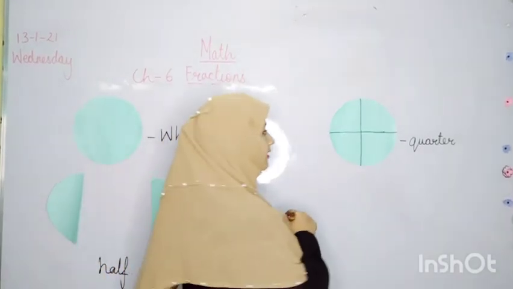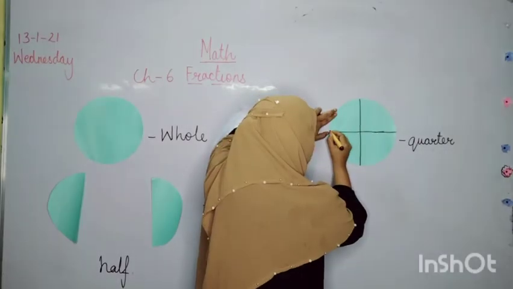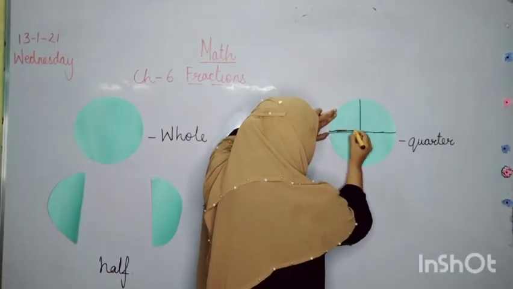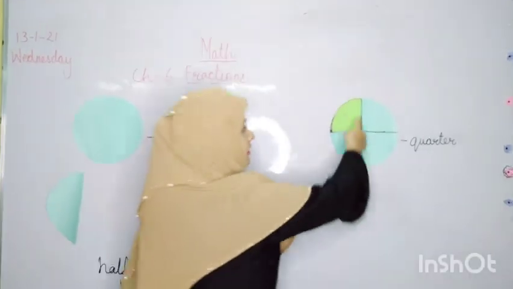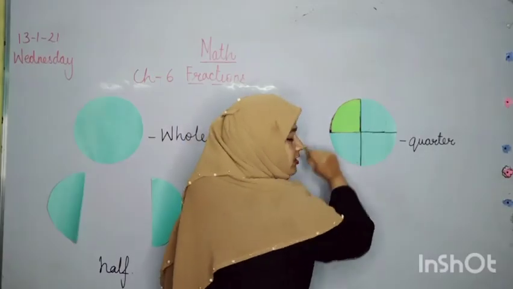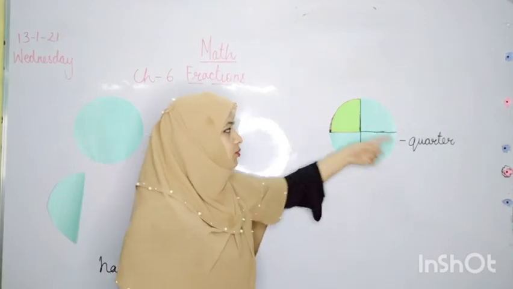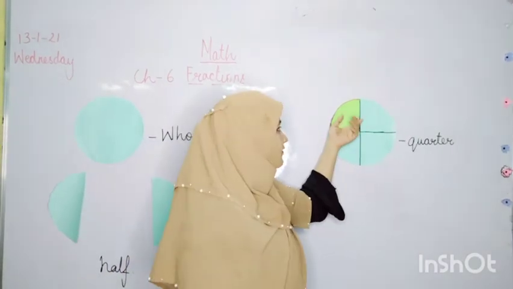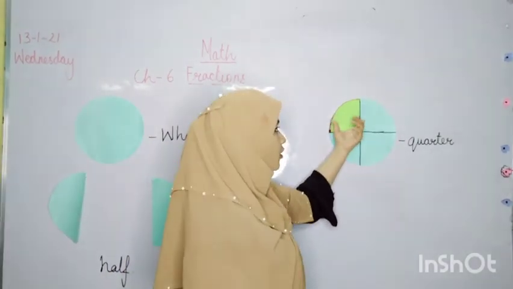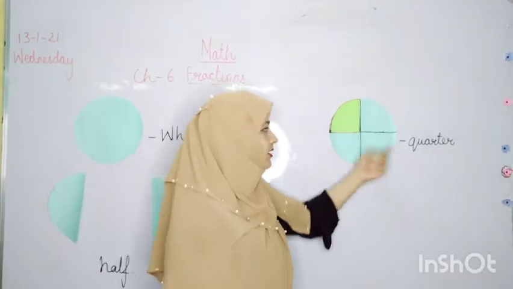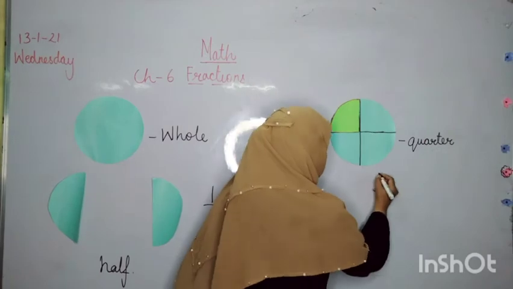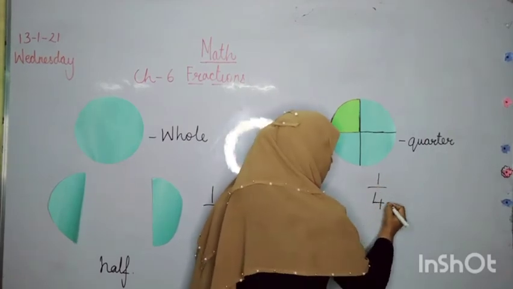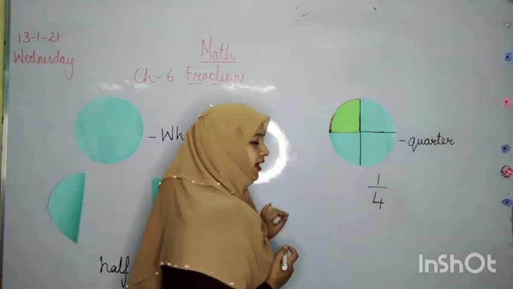For a better understanding, I will color one quarter of the circle. So now I have colored one part of these four parts. So what have I got? One quarter. When we color one part of four parts, it is called one quarter. And how is it written? It is written 1/4, and this is called one quarter.